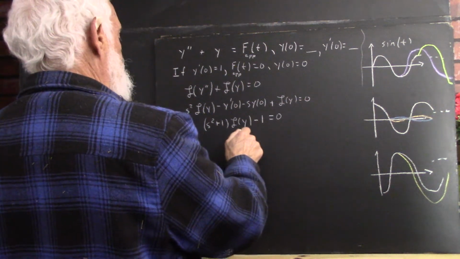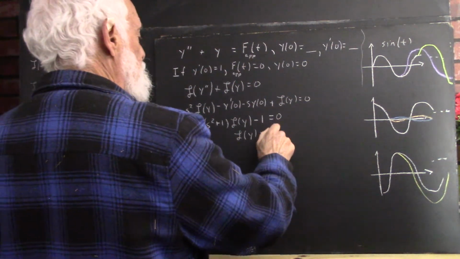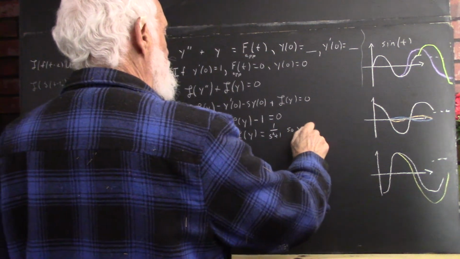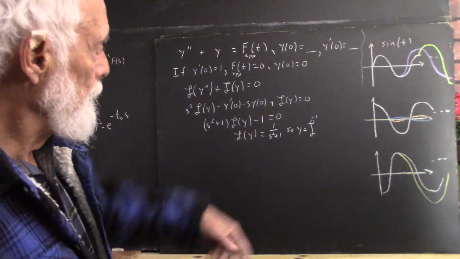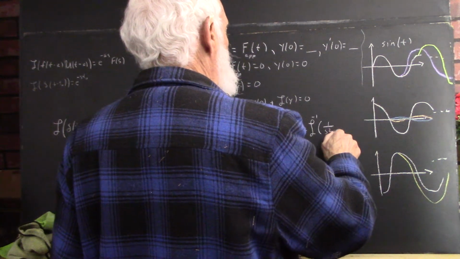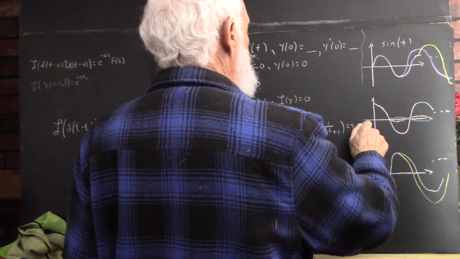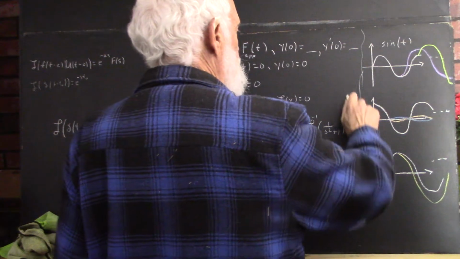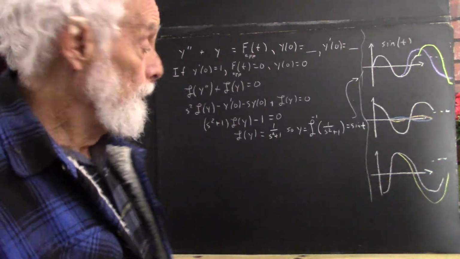And we end up with just a little easy rearrangement. Put the 1 over here, divide by s squared plus 1. And we get this, so y is the inverse transform of 1 over s squared plus 1, which should be familiar to us by now. We get the sine of t as advertised.